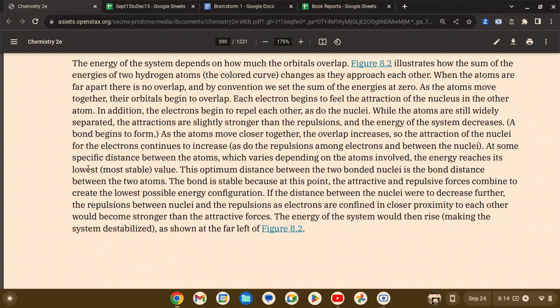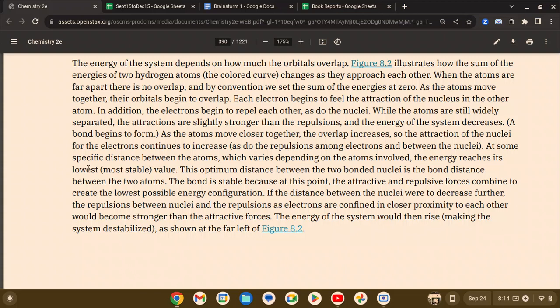I guess I'm going to start rereading from here. When the atoms are far apart, there is no overlap, and by convention, we set the sum of energies at zero. As the atoms move together, their orbitals begin to overlap. Each electron begins to feel the attraction of the nucleus in the other atom. In addition, the electrons begin to repel each other, as do the nuclei. While the atoms are widely separated, the attractions are slightly stronger than the repulsions, and the energy of the system decreases. A bond begins to form.